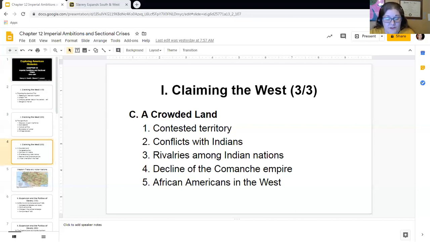Some settlers do own slaves and do move into the Western Territory, bringing with them their slaves. But importantly, Creek Indians, who also own slaves, are moving away from white settlers and bringing with them into the Western Territory slaves as well.